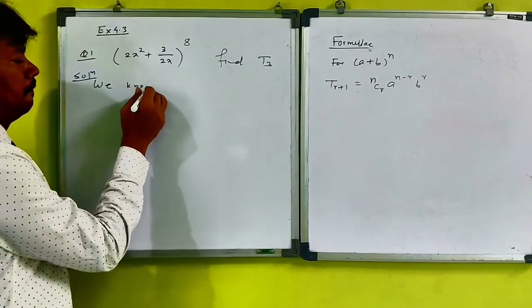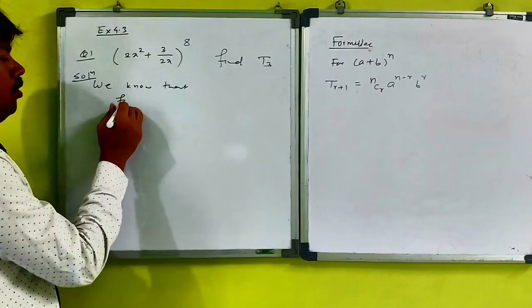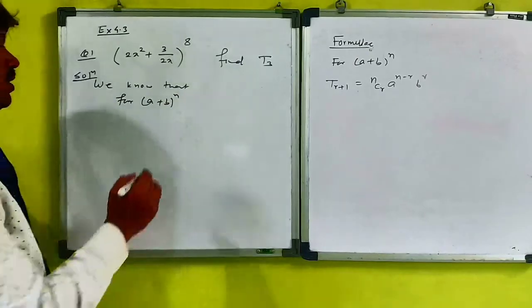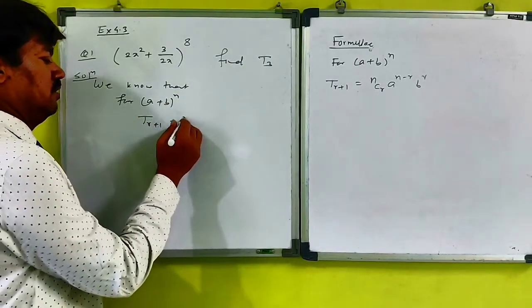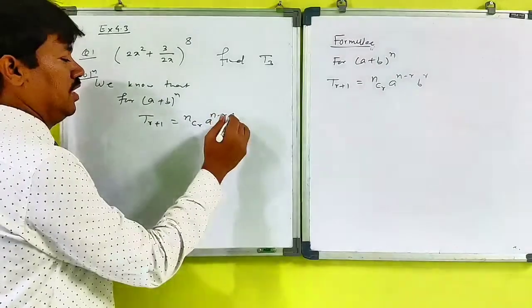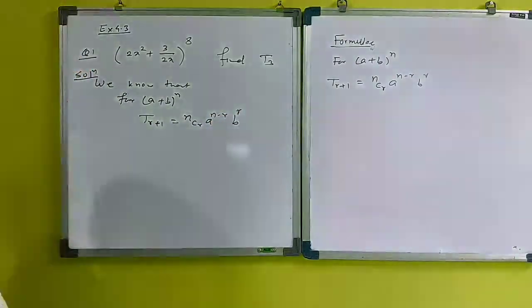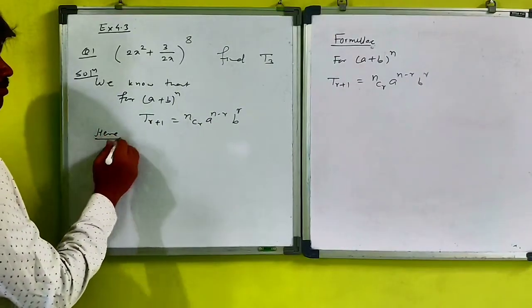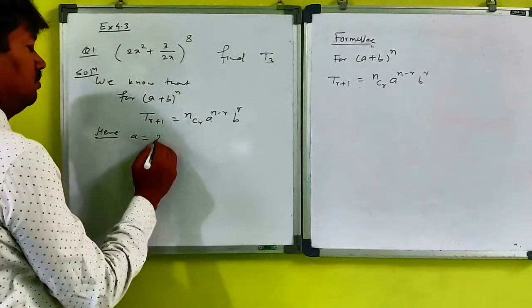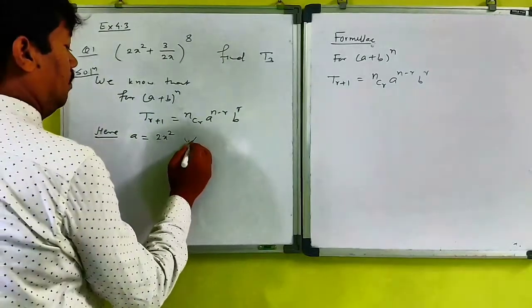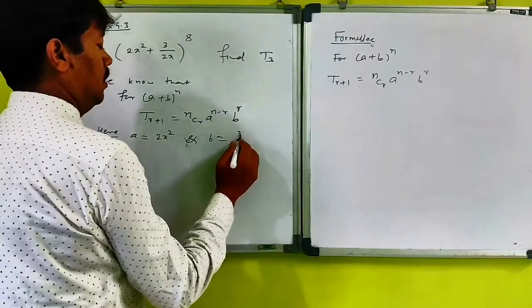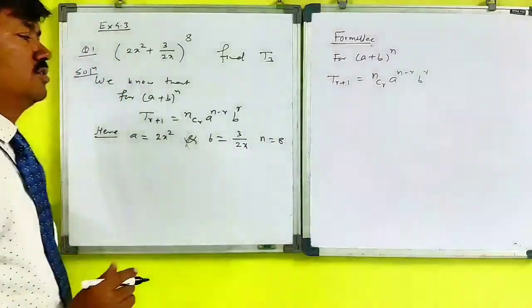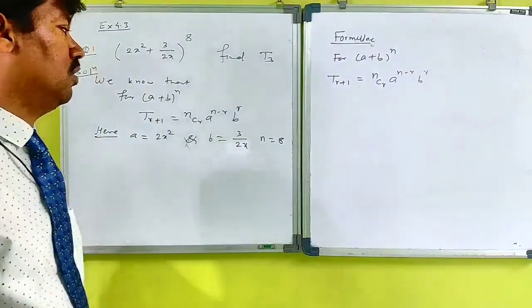We know that for (a + b)^n, T(r+1) is always given by nCr a^(n−r) b^r. That is the general formula. Here, in this sum, what is the value of a? a is the first term, that is 2x squared, and b is 3 upon 2x, and n is equal to 8.